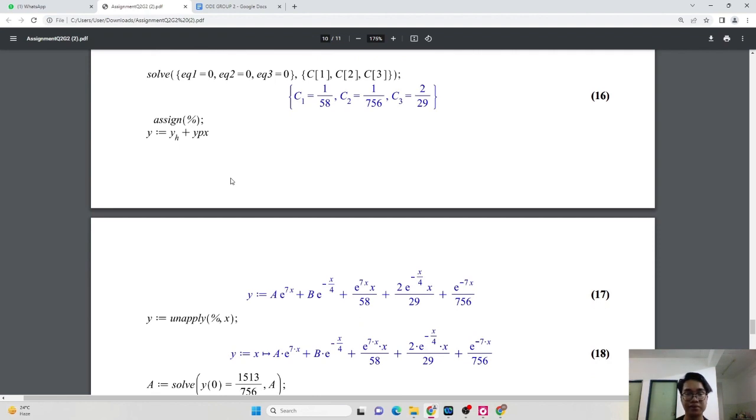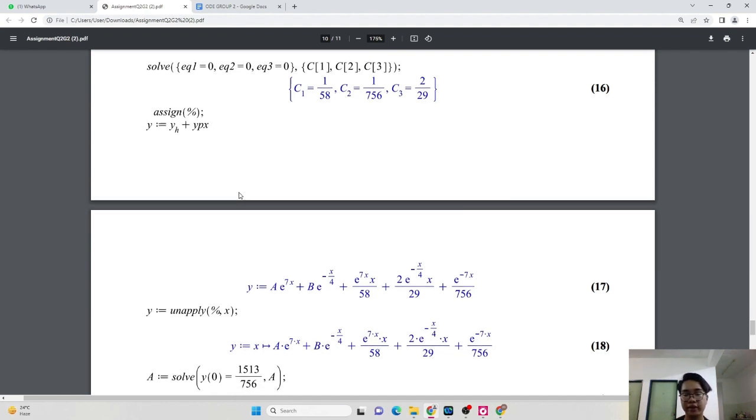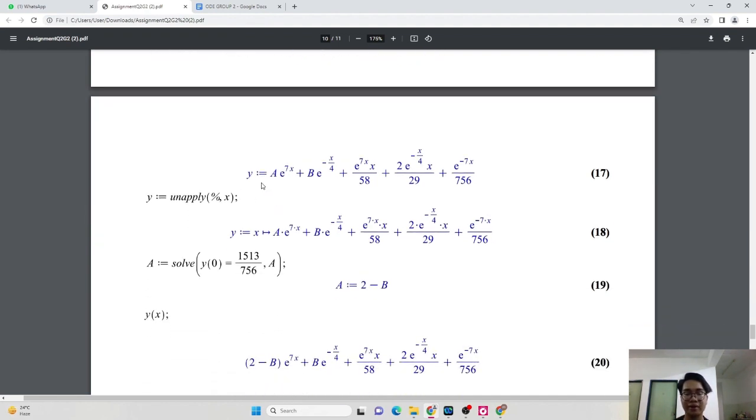The 17th step is we use y equal to yh plus yp(x), and the answer we get is y equal to A e exponent 7x plus B e exponent negative x over 4 plus e power of 7x x over 58 plus 2 e power of negative x over 4 x over 29 plus e power of negative 7x over 756.